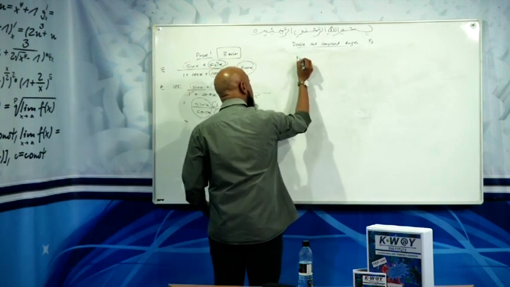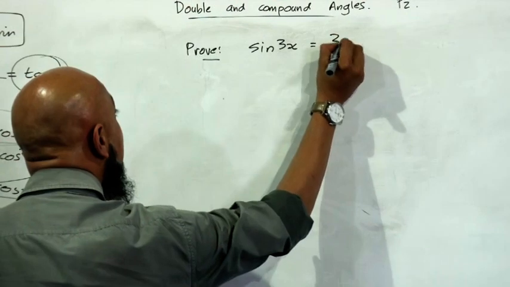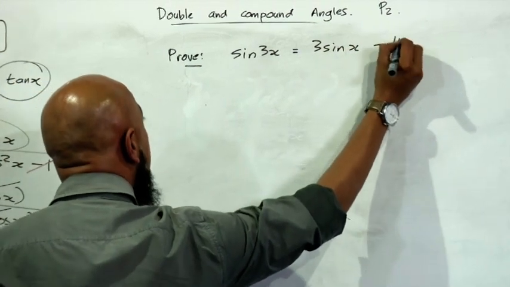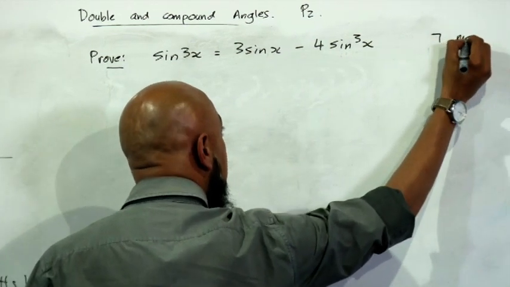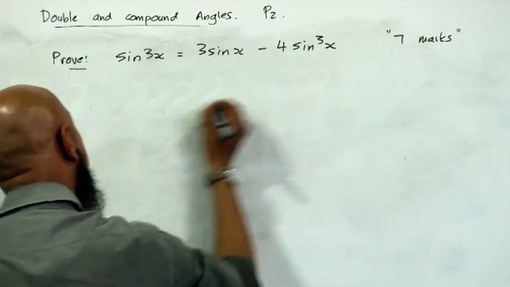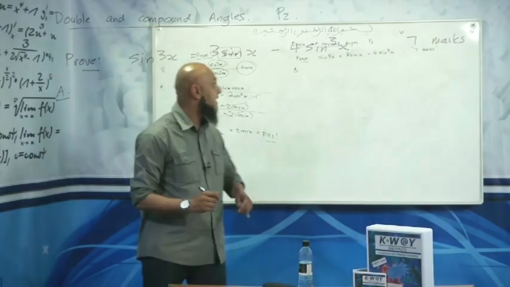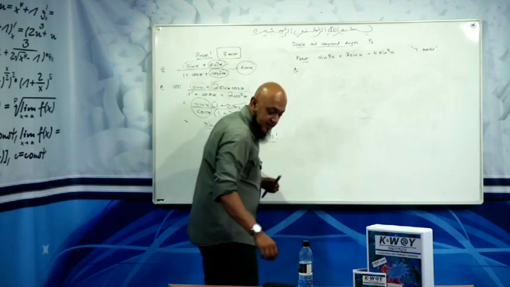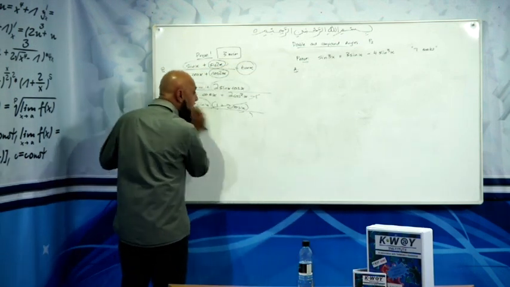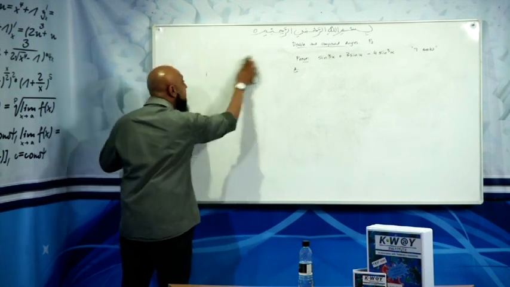So now the question says, prove that sine 3x is equal to 3 sine x minus 4 sine cubed x. And that question is worth 7 marks. That's your question in the exam. We're now going into the answer, and I need you to pay very careful attention here. Okay. Now, let's erase everything else so there's absolutely no distraction besides the challenge that's in question.